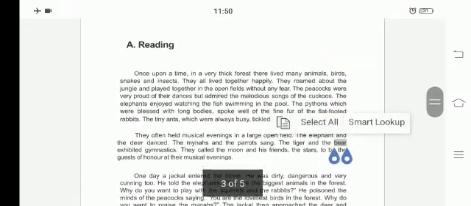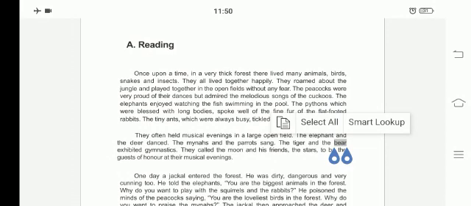Today we will continue this lesson. This lesson is about the animals which lived in the forest. So, we will read the lesson.